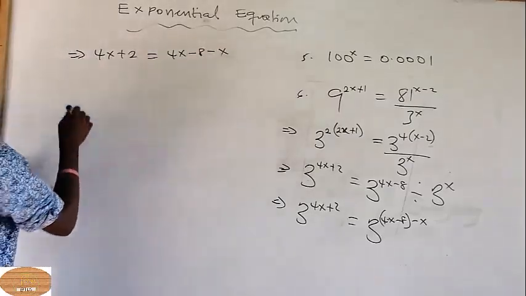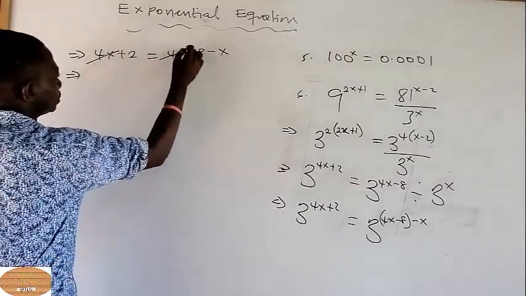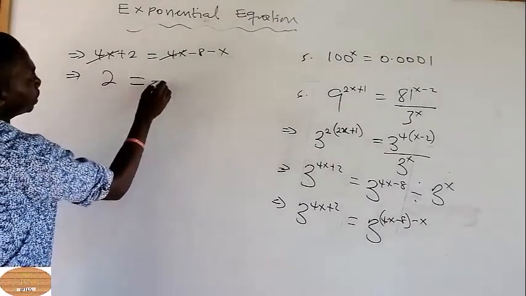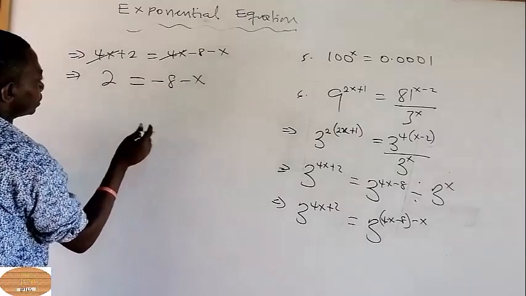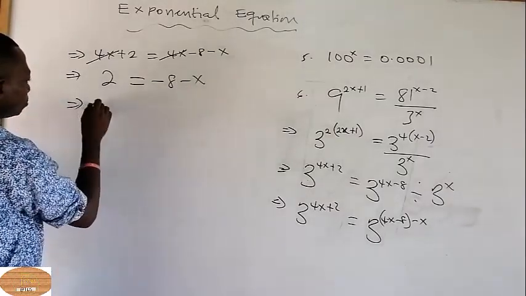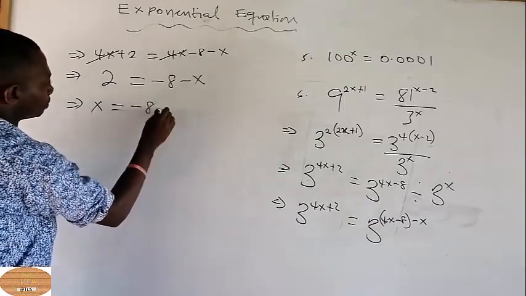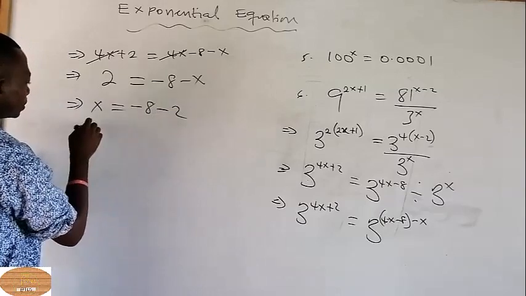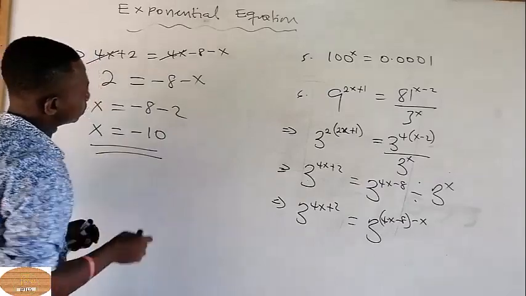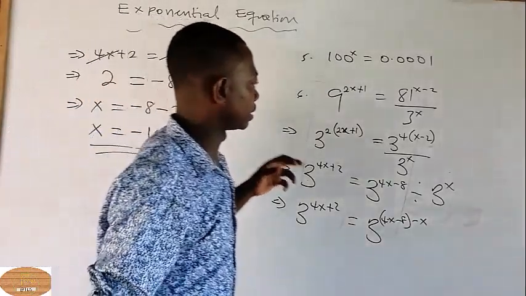Alright, so I have 4x here, 4x there, so this one will cancel this. So I'm left with 2 here, minus 8 minus x. So let me send the minus x here to positive. And then let me maintain the minus 8 and then bring the 2 across as minus 2, so x is minus 10. So the answer for this question is x equals minus 10.